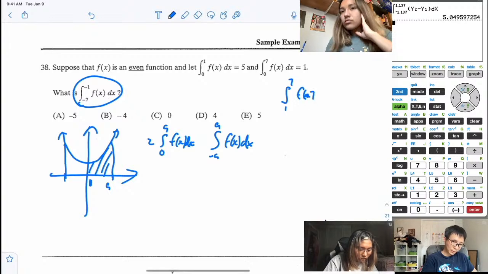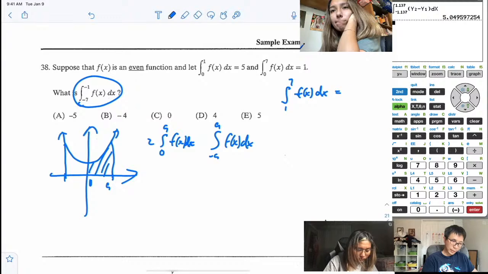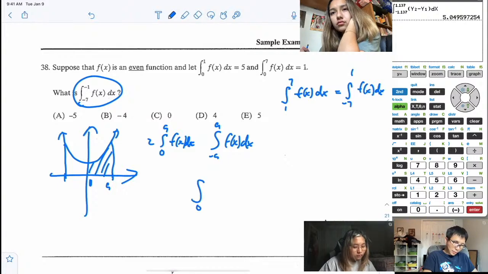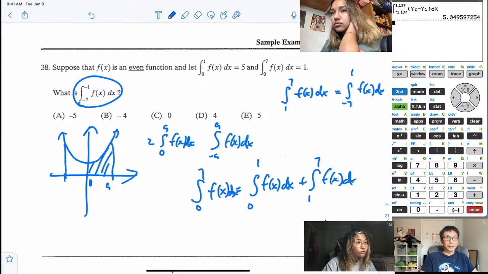1 to 7, f of x dx. Okay, so then that's equal to negative 7 to 1 of f of x dx because they're even functions. So if they're even, then you can figure out this part. So then you just have to figure out between 1 to 7. But since 0 to 7 of f of x is equal to integration from 0 to 1 of f of x dx plus integration from 1 to 7 of f of x dx. Does that make sense? You probably have to wait for 8 seconds.